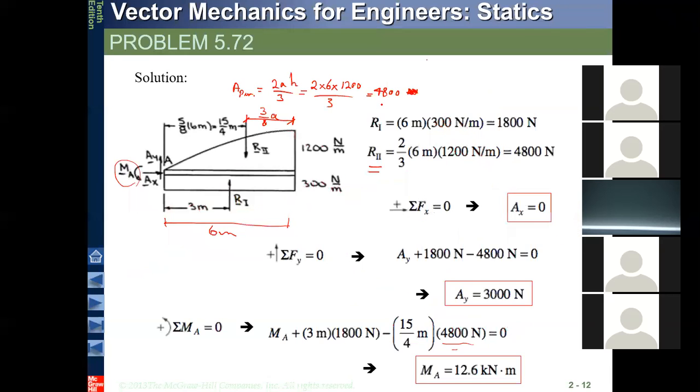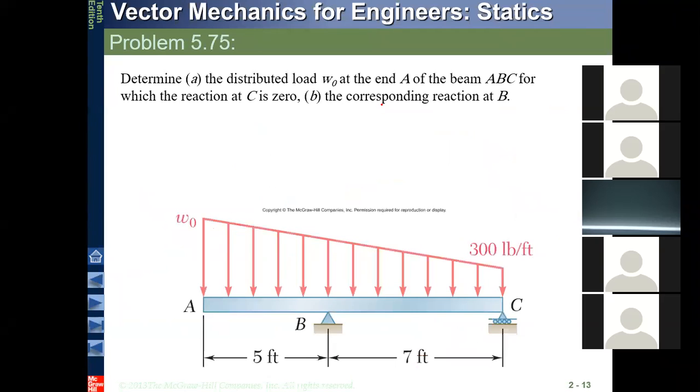Okay, let's solve the last question. Here you have a beam with two supports, one pinned support and one roller support at point C, and you have a distributed load in the shape of a trapezoid, and at one end it is known that it is 300 pound per foot, and the other end it is W naught, so it is unknown.